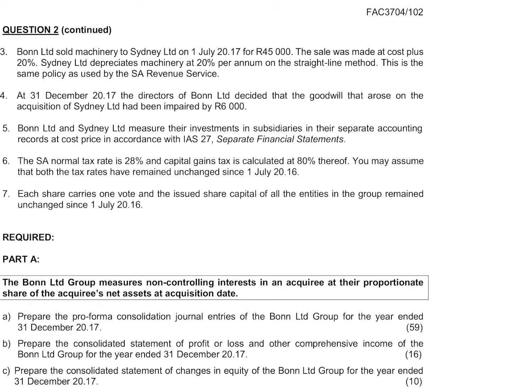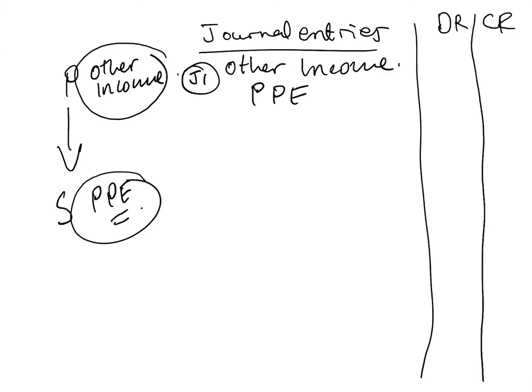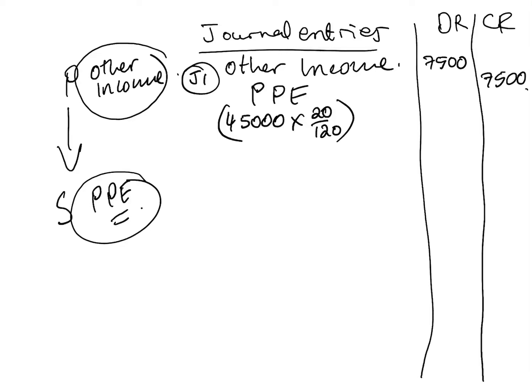And how much is being credited? The selling price was what? Was 45,000. So I debit my other income and credit property, plant, and equipment, which is 45,000 multiplied by 20 over 120. So 45,000 multiplied by 20 divided by 120 is going to give us 7,500. Then we can see that there is a tax effect.